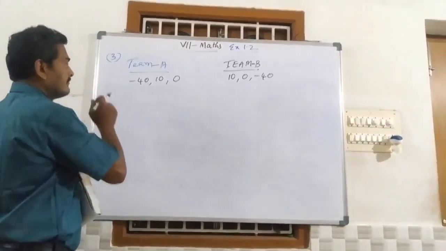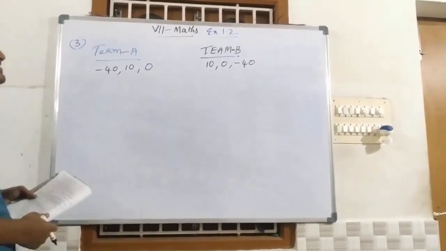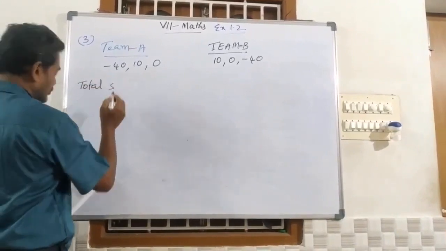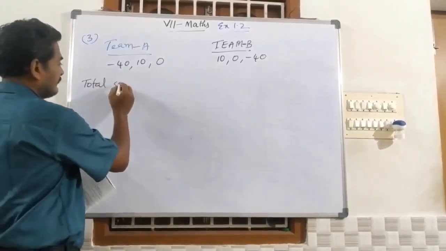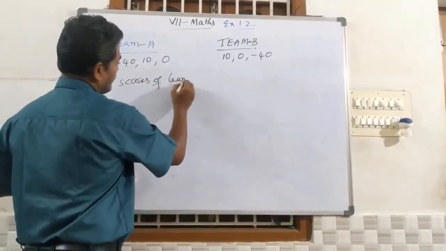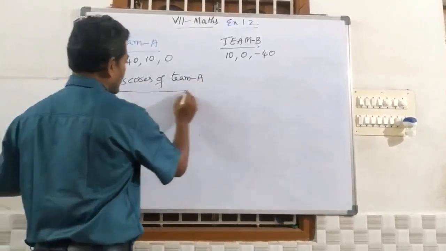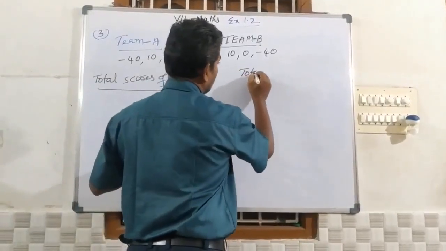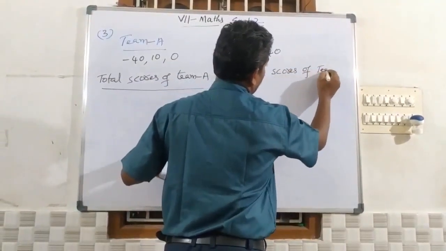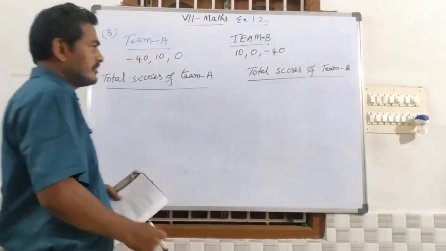Now after the 3 rounds, we want to check the total scores of team A as well as team B. Total scores of team A. Similarly, total scores of team B.